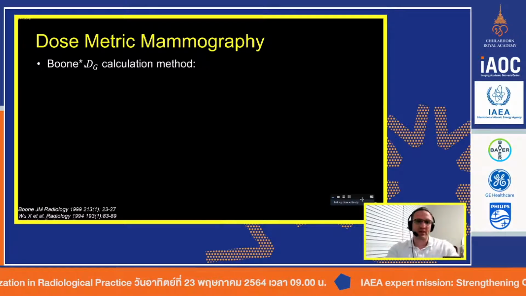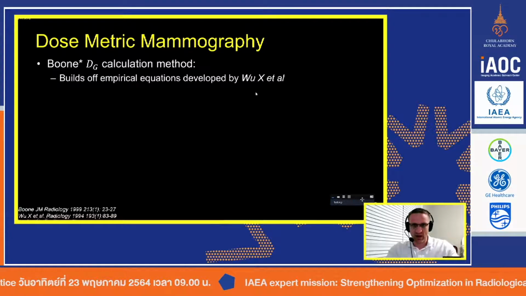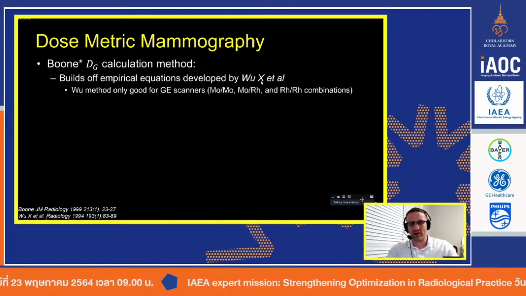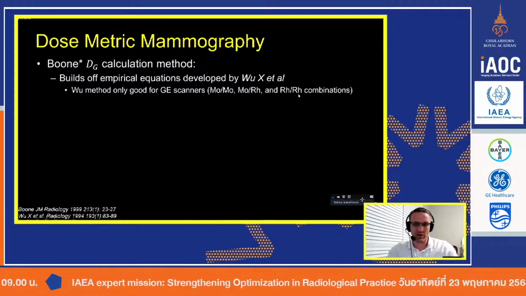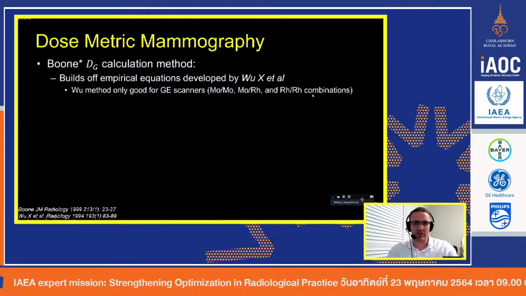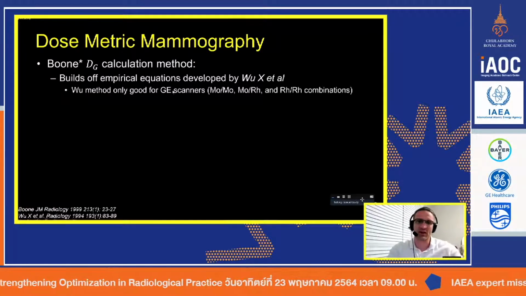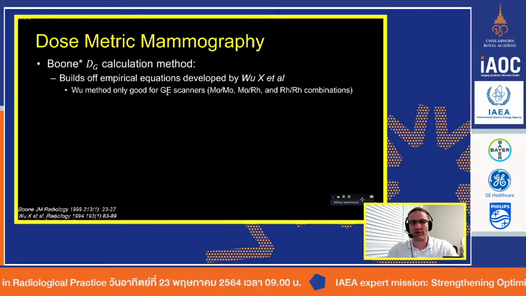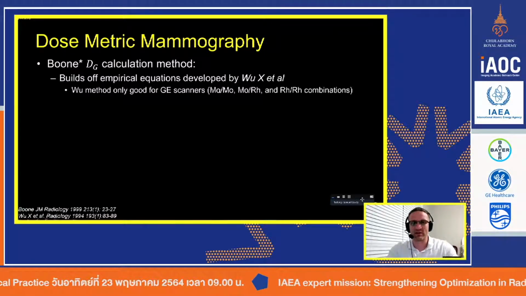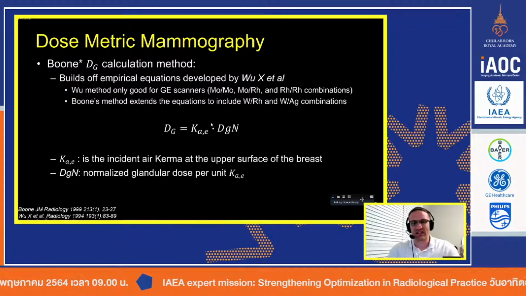So then Boone, as we've already discussed, basically modernized Wu's calculation to move beyond just Molly, Rho, and Rho, which are the only scanner combinations on the market now that you can buy new. Maybe you have older scanners that still do this, but the only modern one out there that could use the Wu method is GE. And so theirs is slightly different.